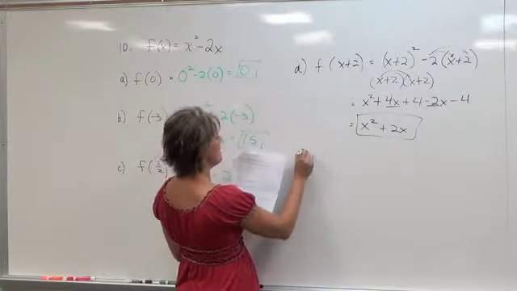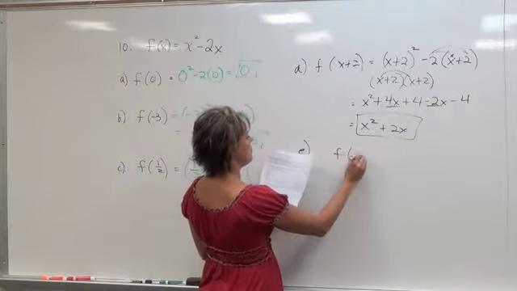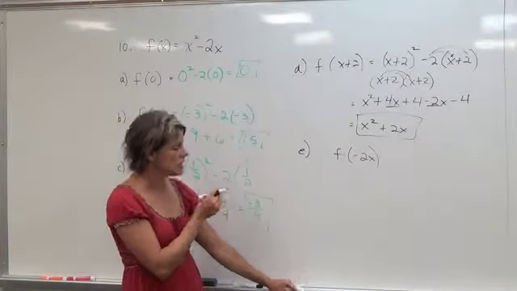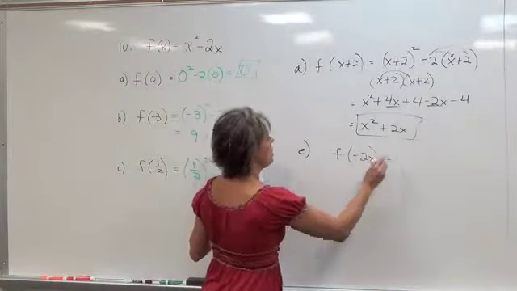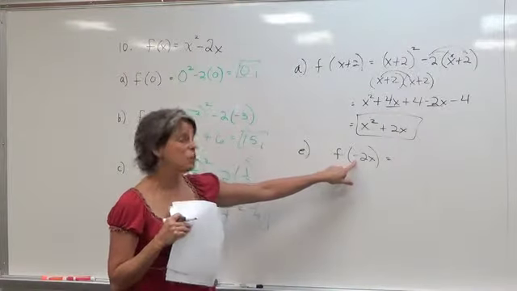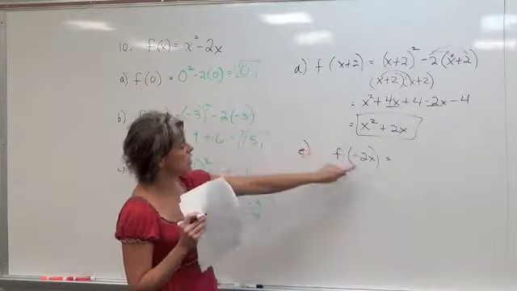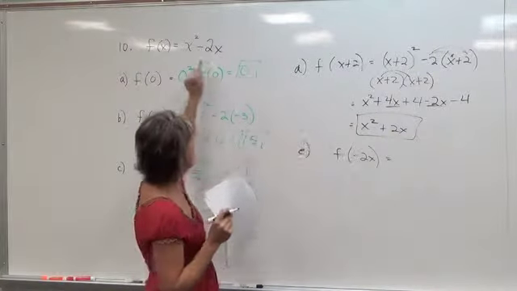All right, let's try E. It wants you to find f of negative 2x. I threw this one in here. You will see ones like this on a test, on your homework. They just want you to be careful with this negative when you're plugging it in. Again, go back to your original function. Wherever you see your x, you're going to take what's in the parentheses and plug it in.